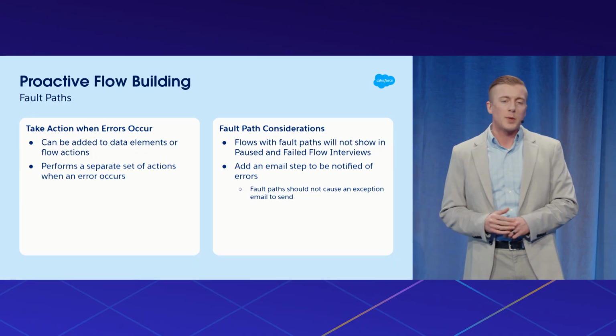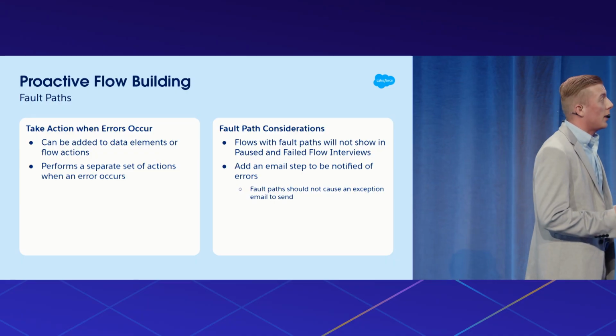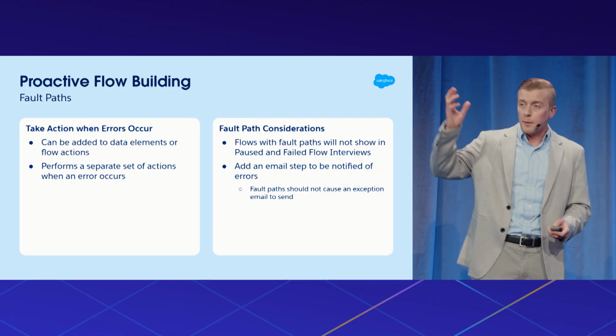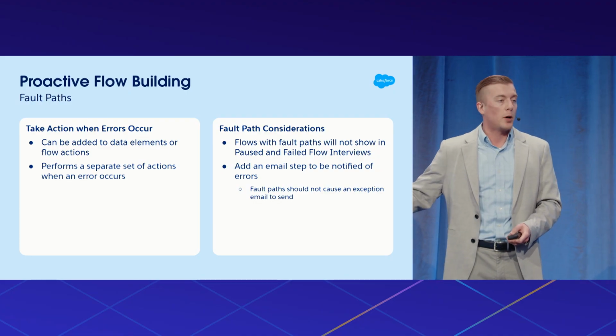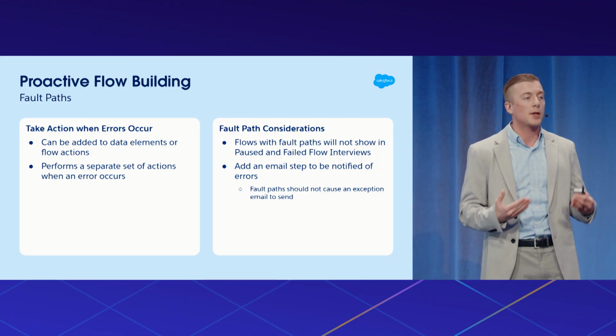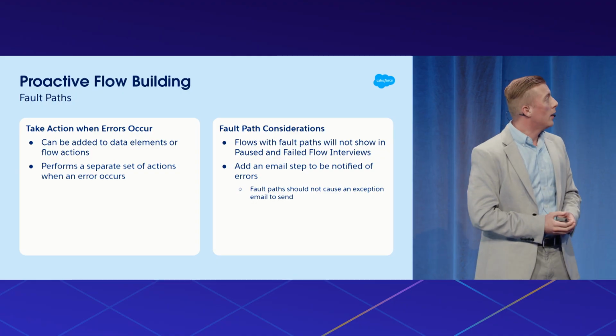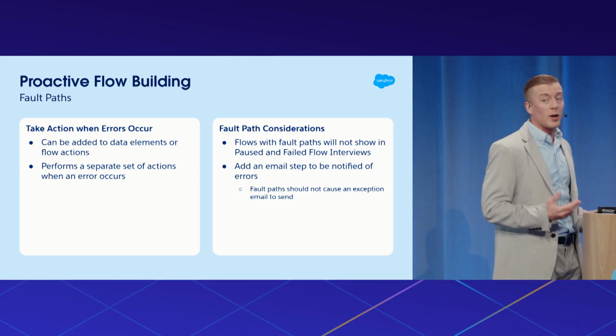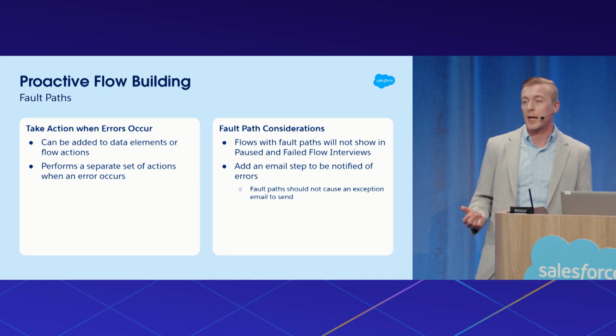There are some considerations when utilizing fault paths. First off, if a flow runs into an error and runs down that fault path, it will no longer show on the paused and failed flow interview screen. This is because, technically speaking, it did run as intended. It just took an alternative set of steps.